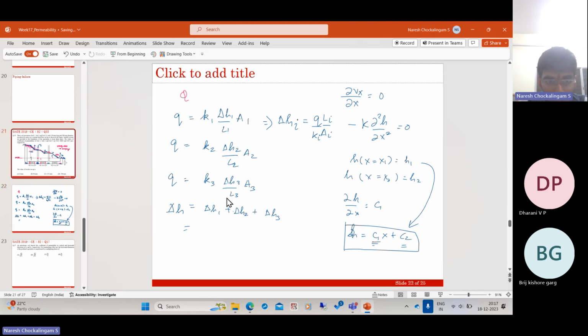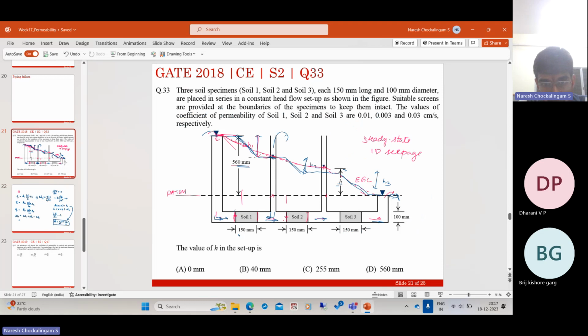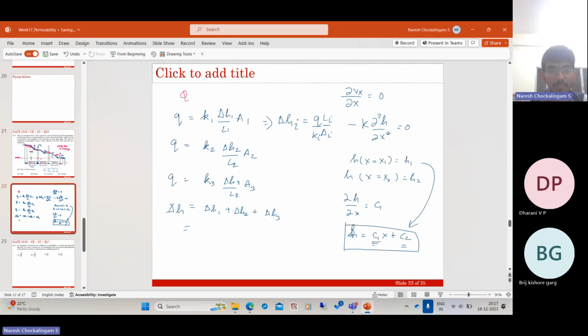In this case, the length of the flow in each is 150 mm, and the area is also constant. So L1 equal to L2 equal to L3 is equal to L, and A1 equal to A2 equal to A3 equal to A. Just take it as some number. Don't substitute because you will lose time in the GATE exam. Just treat it as some L and A. They'll eventually get cancelled. So what is delta H? It is Q by K1 into L by A plus Q by K2 into L by A plus Q by K3 into L by A.